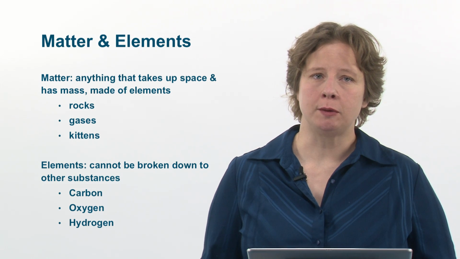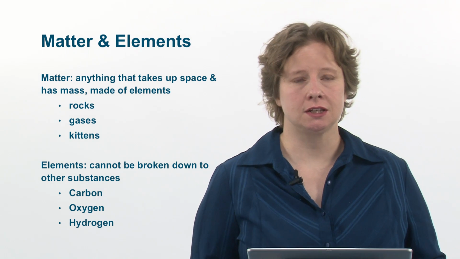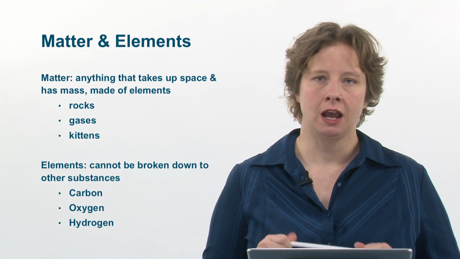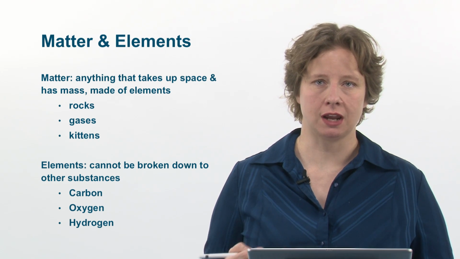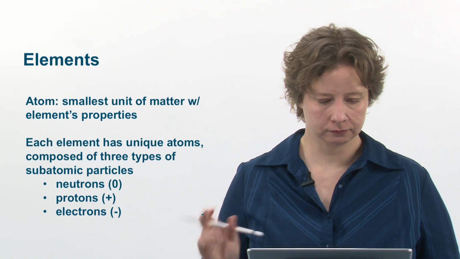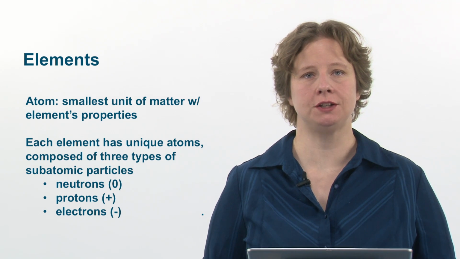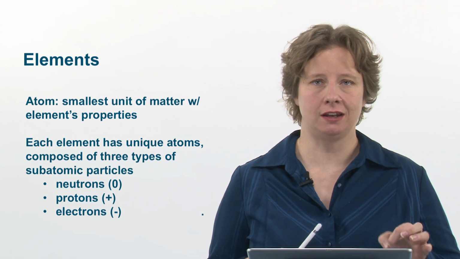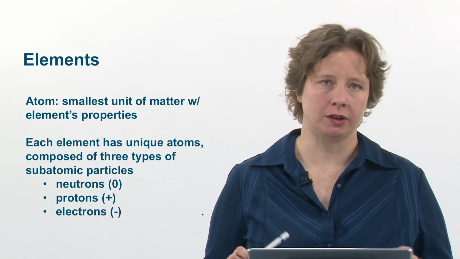And elements cannot be broken down into other substances. Carbon, oxygen, and hydrogen are examples of elements, and each element has its own unique atoms. Now, an atom is the smallest unit of matter with an element's properties. These are tiny, tiny, like beyond microscopic small.